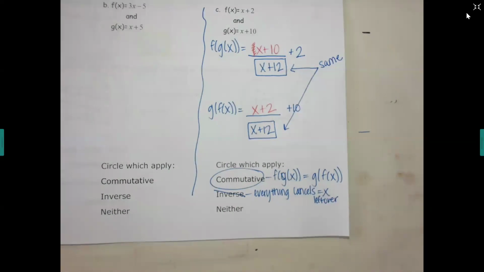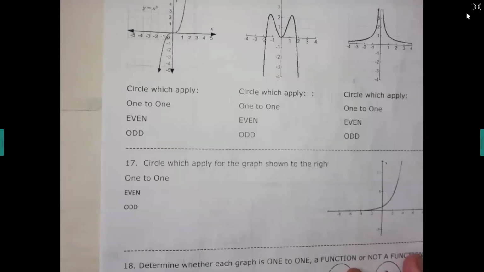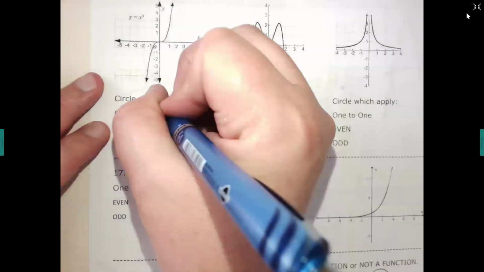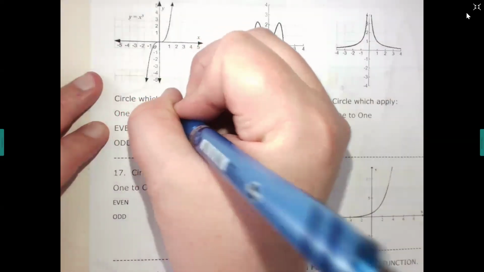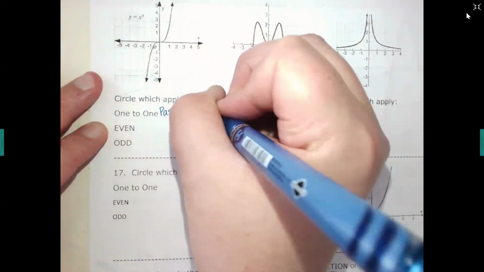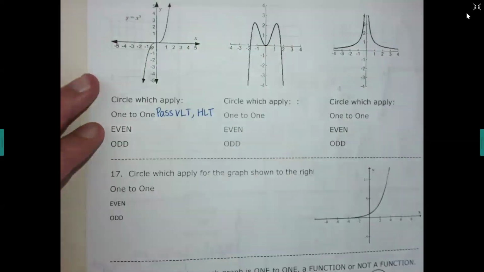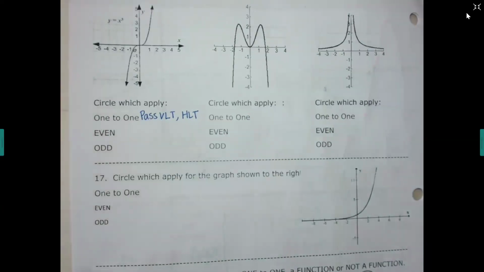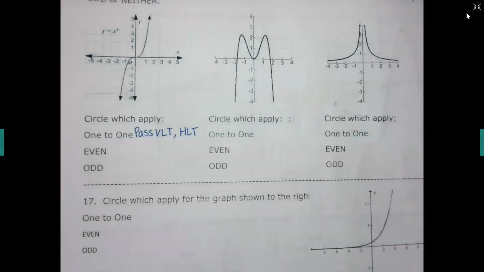1-to-1 means that your graph has to pass the VLT and the HLT. It has to pass both. Do y'all remember what those stand for? Vertical line test and horizontal line test. And remember, for both of those, when you draw the line, it can only cross once.